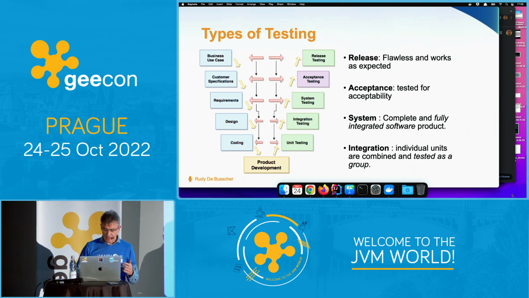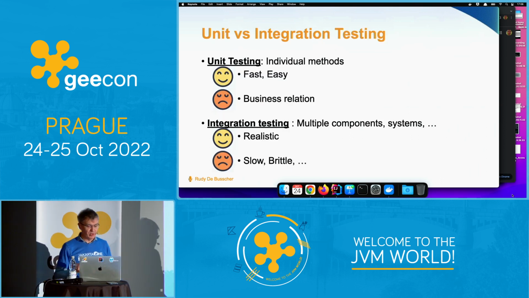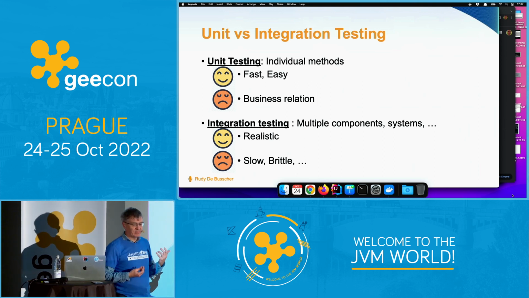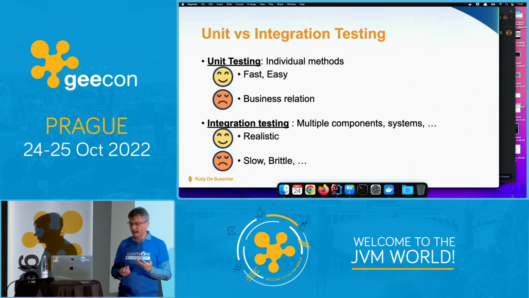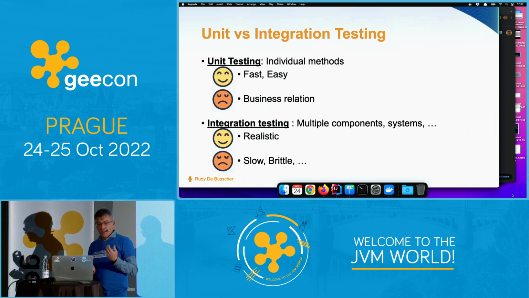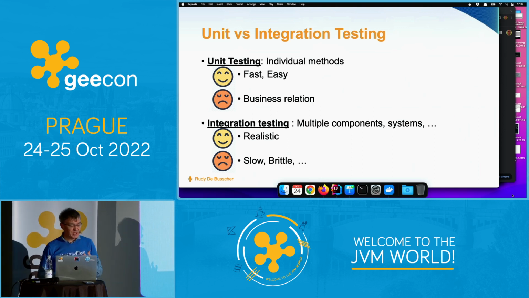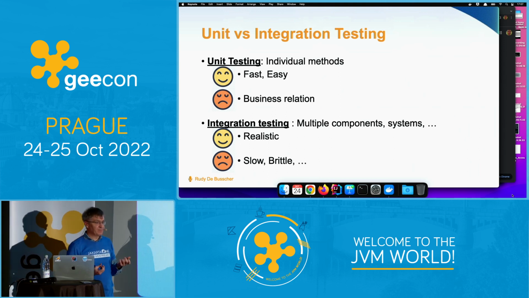Integration testing and system testing are important, and quite realistic, so you can have a good idea, but it's slow, brittle, and you don't like to write all those tests, of course. Unit testing, on the other hand, is fast and easy, but sometimes it is not always business related.